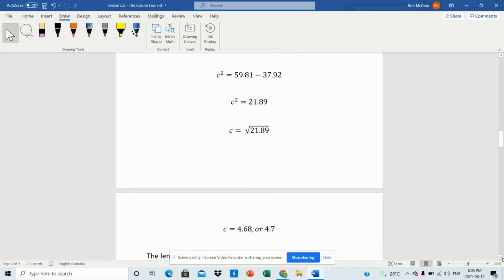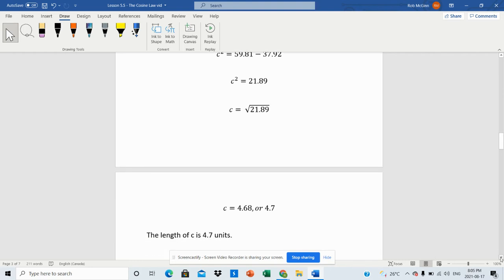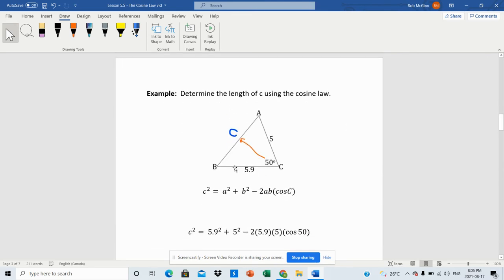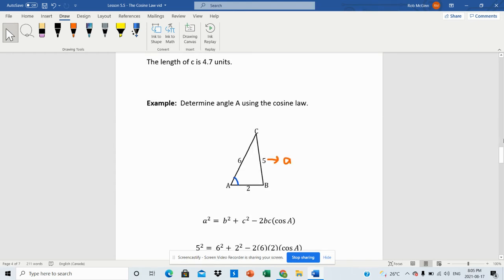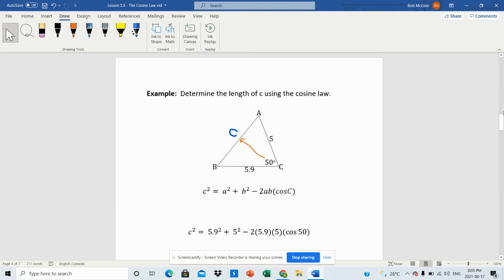And when we put that into our calculator, we'll get c equals 4.68. Or because our other sides are rounded to one decimal, I'm just going to round it to one decimal. So it's going to be 4.7. So the length of c is 4.7 units. If we go back up to our triangle, this length here, which is little c, is equal to 4.7 units.